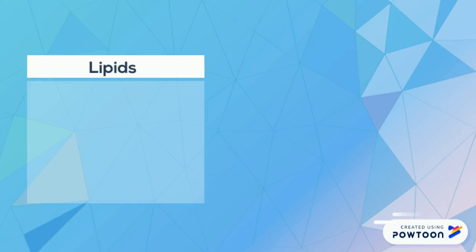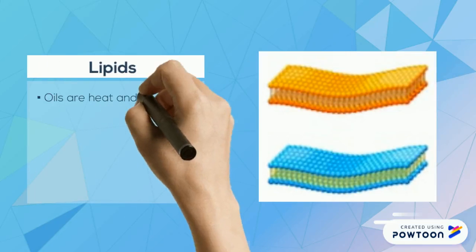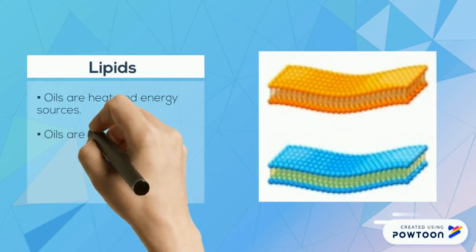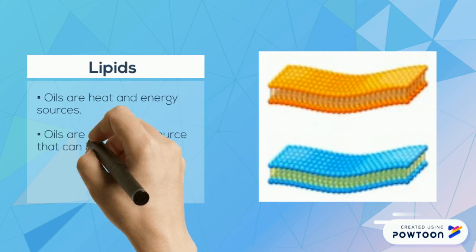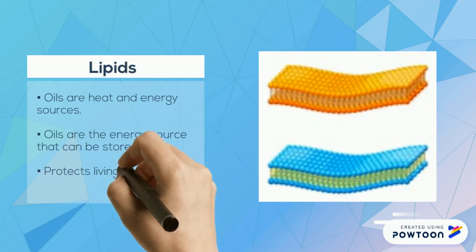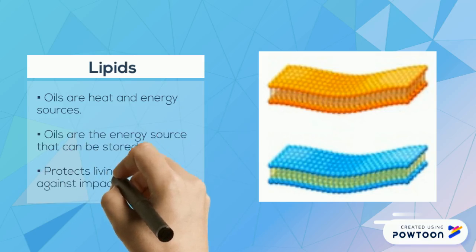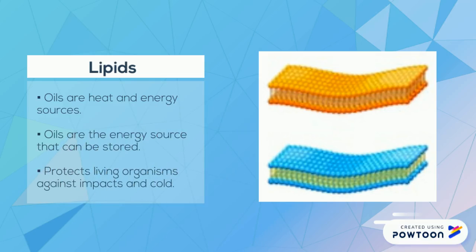Lipids. Oils are heat and energy sources, providing physical protection of vessels, nerves and organs. They provide storage of vitamins A and B and proteins. The components of the oils are fatty acid and glycerin. Oils are used as energizing and building material in the cell. However, carbohydrates and then fats are used as energizers, and fats protect living organisms against impacts and cold.